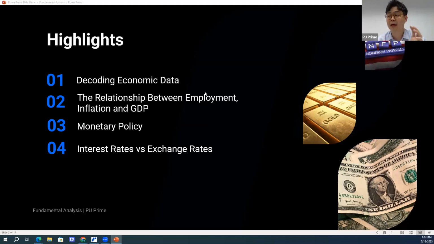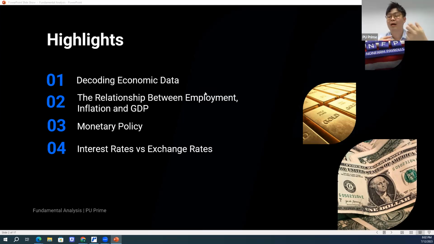Today we will talk about economic data, identifying which economic data are the most important for traders. We will talk about the non-farm payroll data and the CPI data later, to analyze, if the data is higher or lower, what will be the impact on the currency. Then we will talk about the relationship between employment, inflation, and GDP.